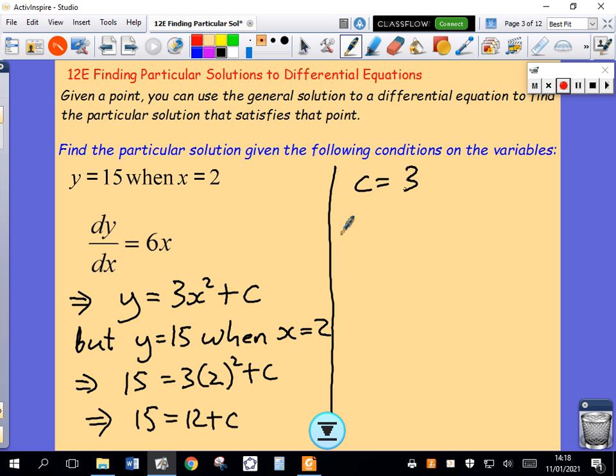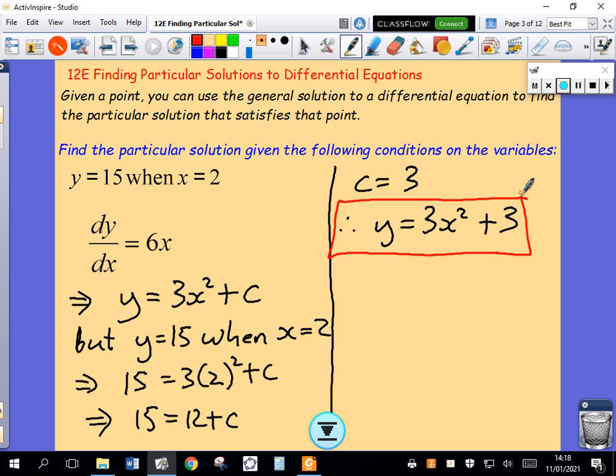Okay, therefore my particular solution in this case is that y is equal to, remember we said y has to equal 3x squared plus some constant. And in this particular case, given that y is 15 when x is 2, the constant is 3. So that's called the particular solution for the differential equation. y is equal to 3x squared plus 3. So in general, if dy/dx is equal to 6x, then y is equal to 3x squared plus some constant.